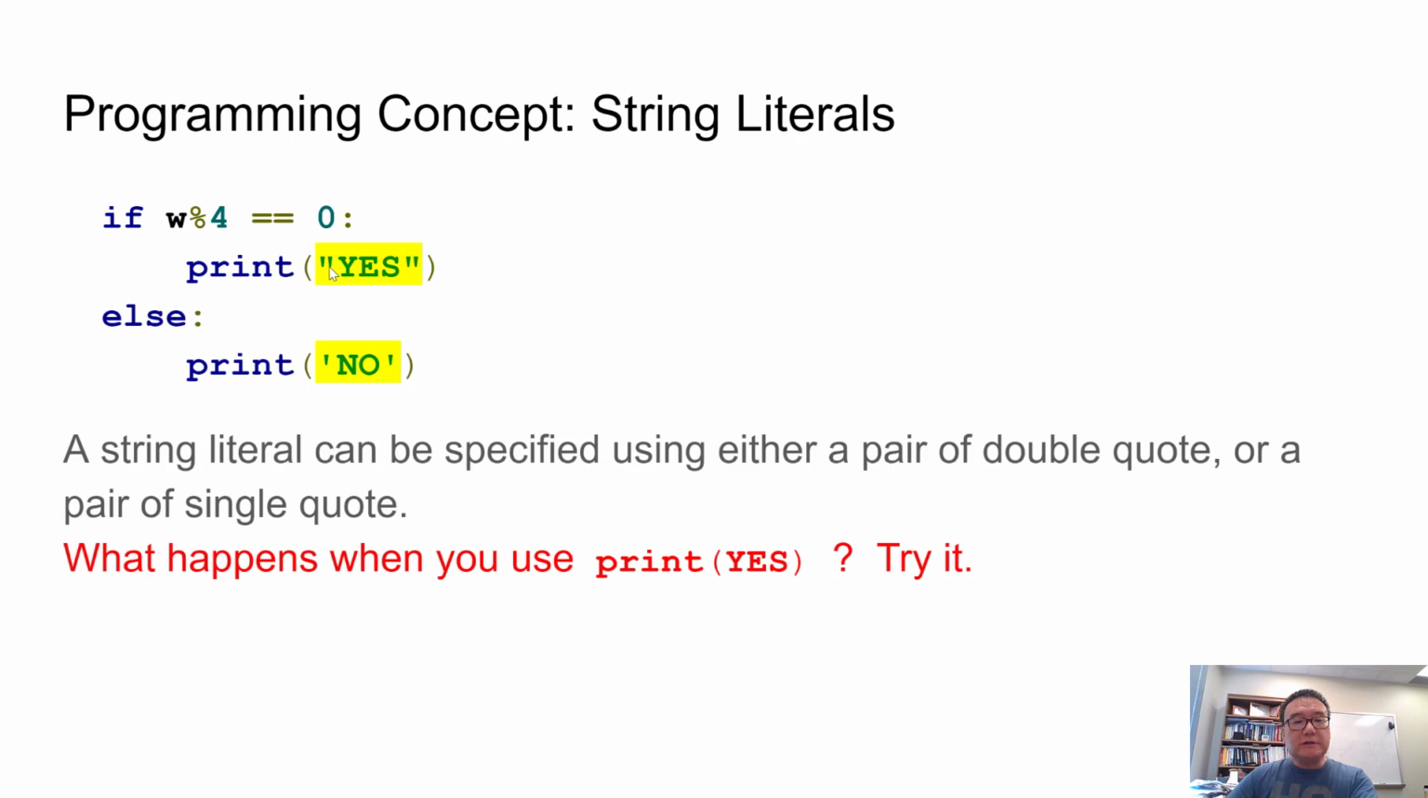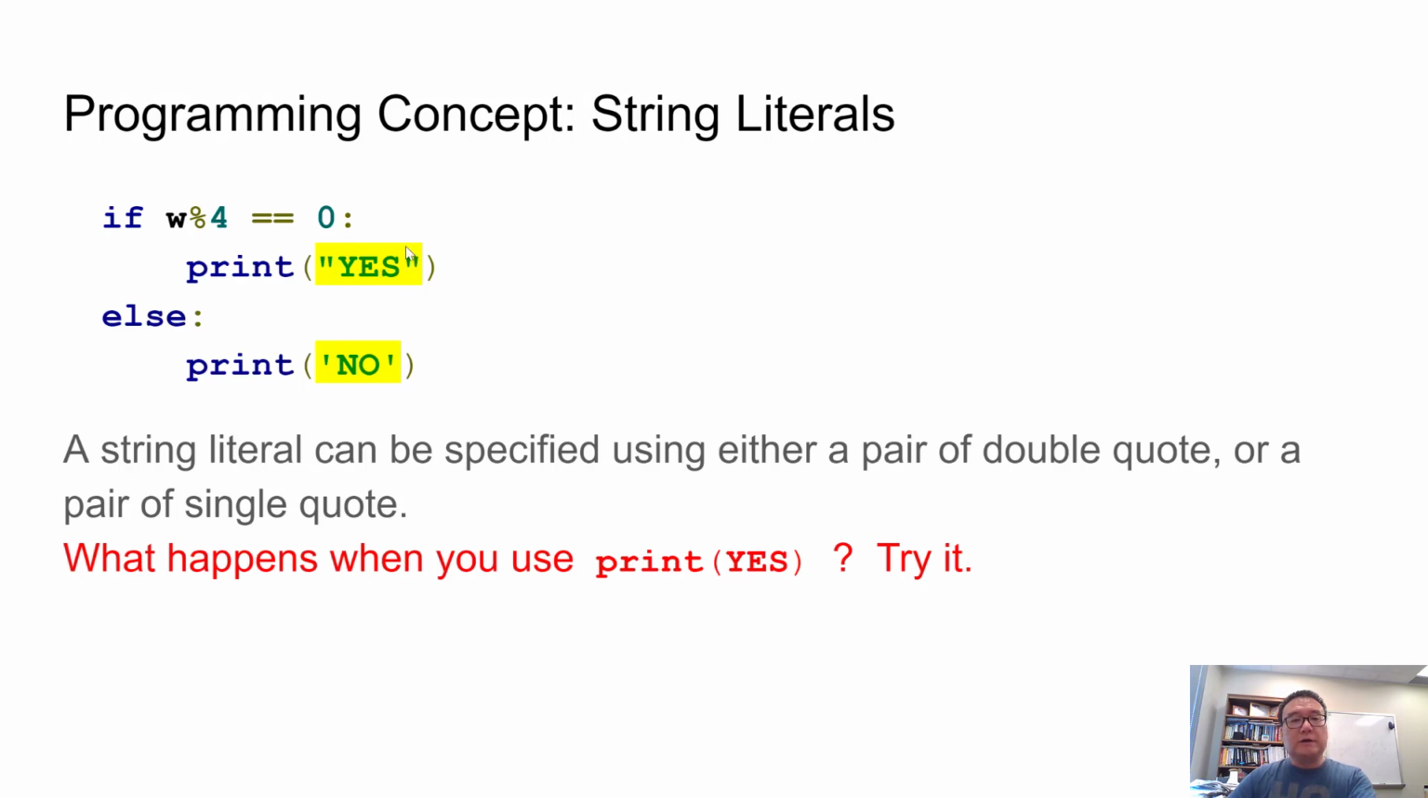Another thing that's new that we haven't officially introduced is string literals. Here we want to print out the string yes, and in this case print out the string no. The string literals can be specified either using a pair of double quotes or a pair of single quotes, whichever way you prefer.